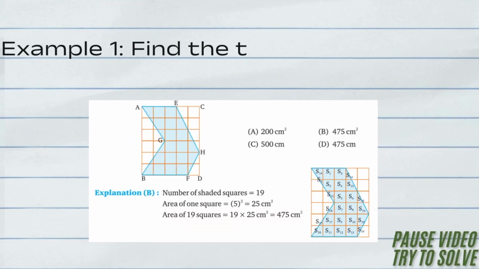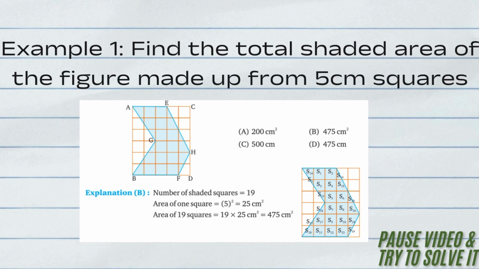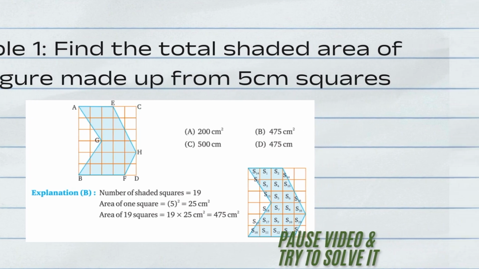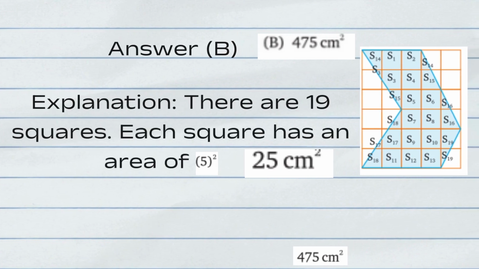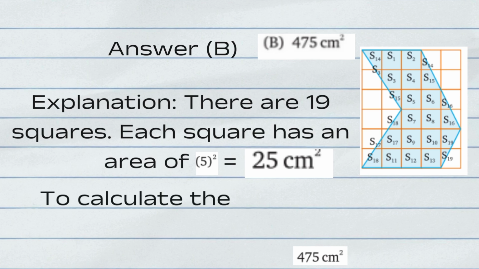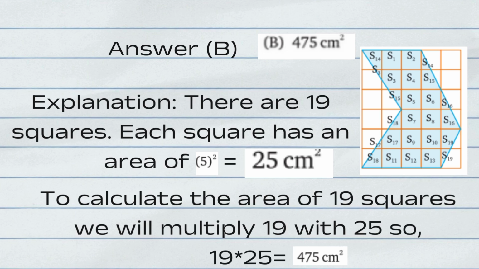Example 1. Find the total shaded area of the figure made up from 5 centimeter squares. Explanation. There are 19 squares. Each square has an area of 5 times 5 equals 25 square centimeters. To calculate the area of 19 squares, we will multiply 19 with 25, so 19 times 25 equals 475 square centimeters.